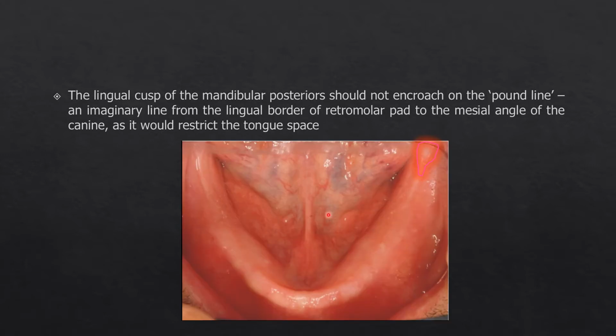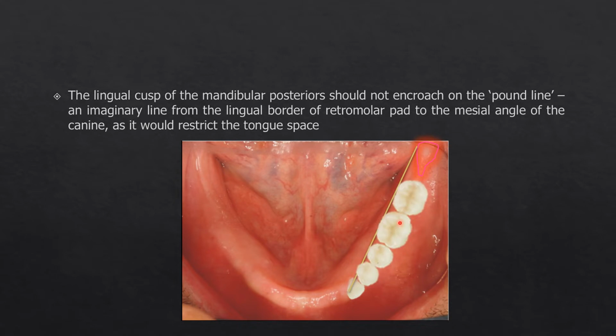Now, moving on, the lingual cusp of the mandibular posterior teeth should not encroach on the Pound line. So, what do you mean by the Pound line? Pound line is a line drawn from the lingual border of the retromolar pad in the mandible to the mesiolingual line angle of the mandibular cuspid. So, this is an imaginary line given by Pound, and he said that the mandibular posterior teeth should be set in such a way that they do not encroach upon this line.